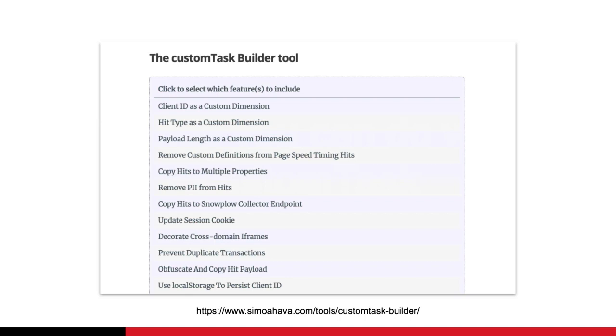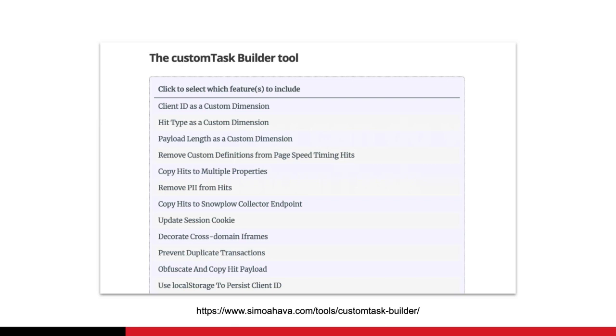Remove custom definitions has to do with the previous lesson where I quickly talked about how page speed timing hits can inadvertently include custom dimensions that are being sent to GA. This way you can avoid inflating those custom metrics thanks to the timing hit that's sent after some page views. Copy hits to multiple properties. I just showed you how to do that in GTM. This lets you add multiple properties, so not just one extra, but many others. Remove PII from hits lets you specify regular expressions, and then the entire hit payload string is parsed for those, and the personally identifiable information is redacted from those calls.